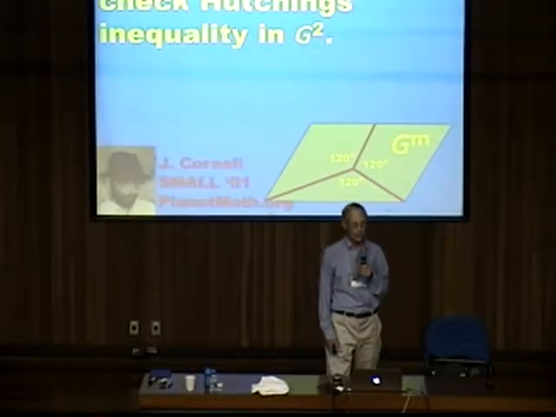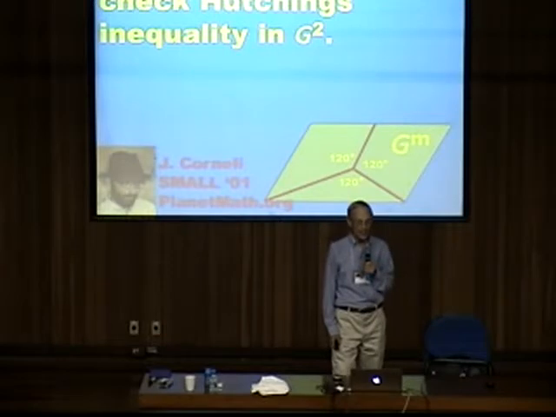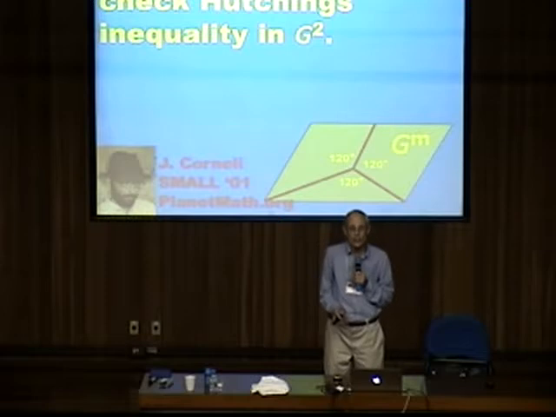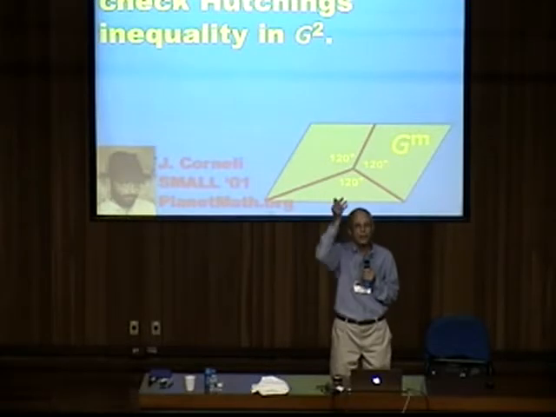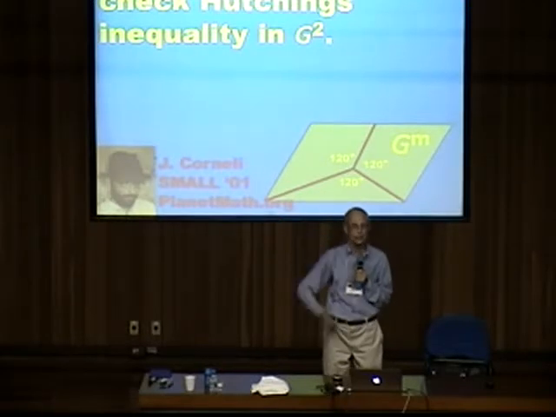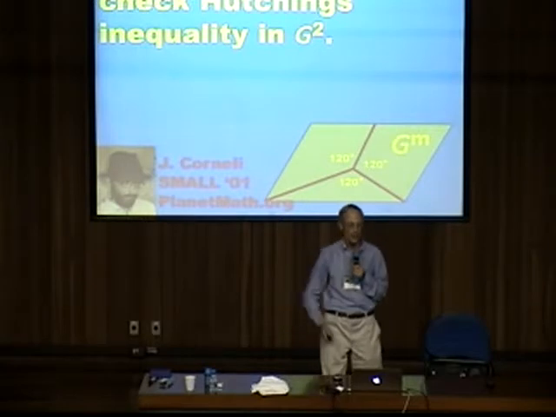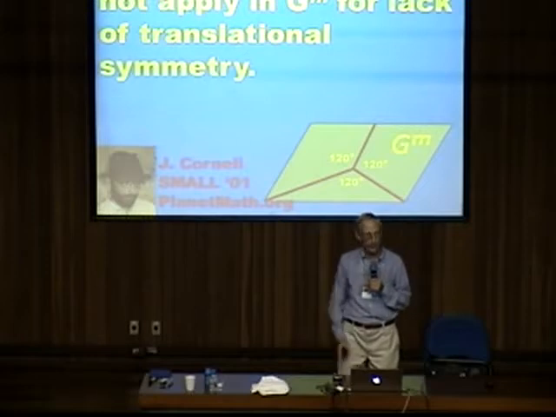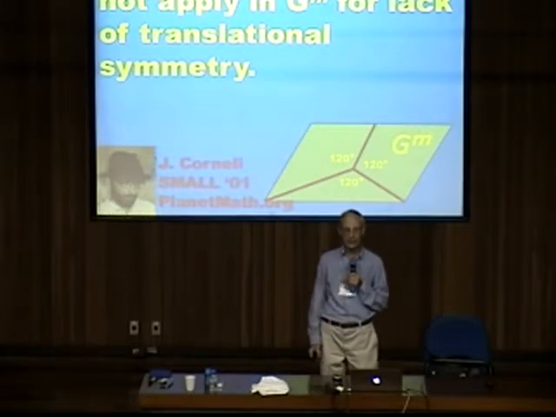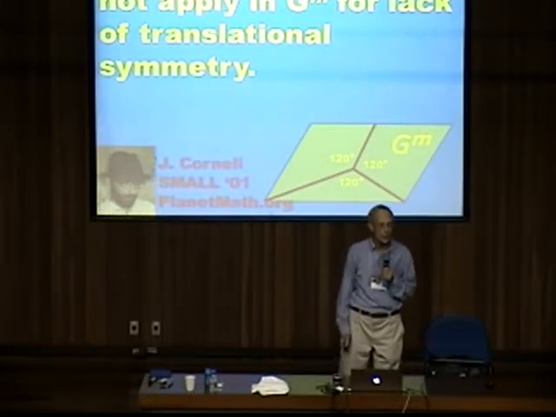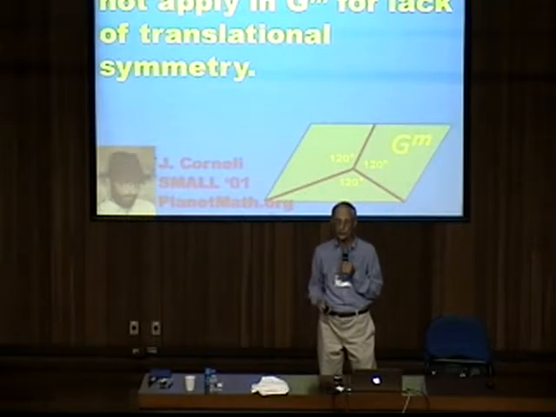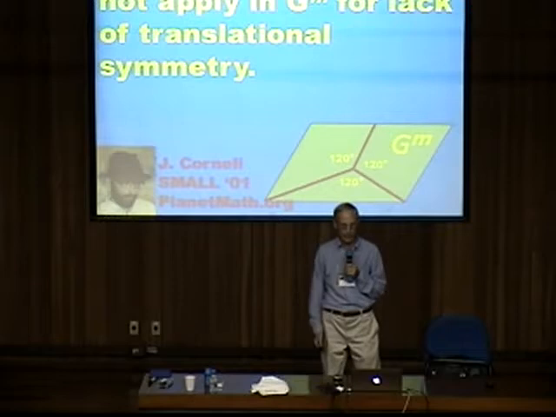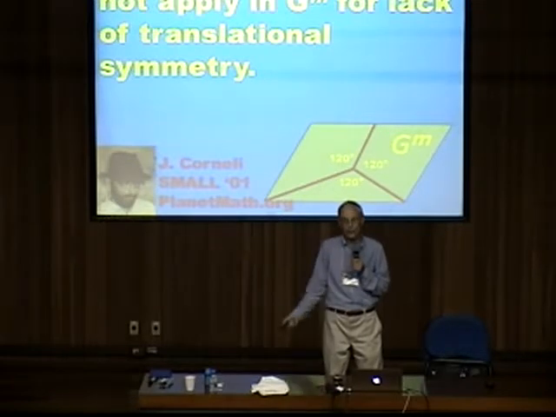And the good news about Gauss space is that for the Hutchings estimate, all you have to do is check it in 2D. That proves it for all higher D, because everything is a product in Gauss space. Everything is flat and a product. So that was great news. But the bad news was that the whole machinery doesn't work in Gauss space because you don't have enough symmetry. You don't have translational symmetry as you have in Euclidean space and on the sphere and in hyperbolic space. So the argument didn't work at all.